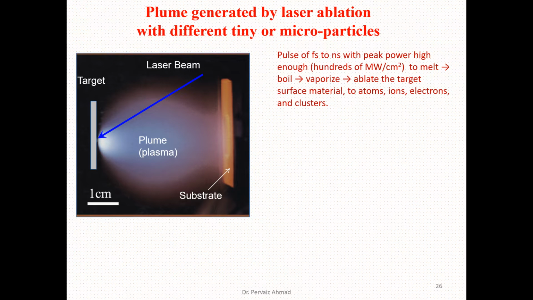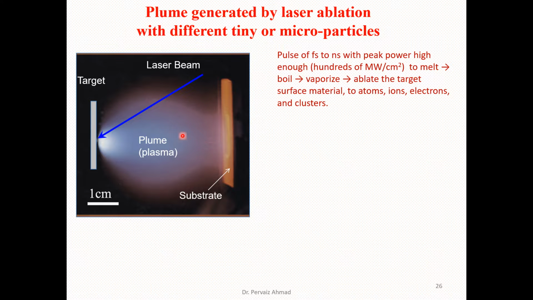Fume is generated by laser ablation with different tiny particles or microparticles. Here you can see in this micrograph a target, and here we have the substrate. When we shine the laser beam on the target, we generate a fume, that is, a plasma between the target and the substrate.